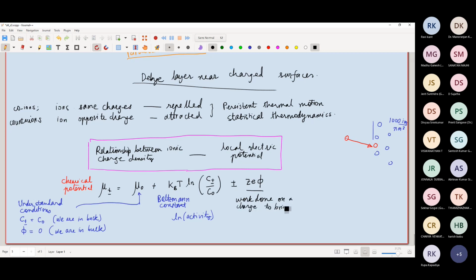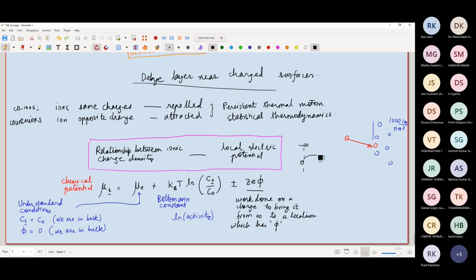to bring it from infinity to a location which has a potential phi. Meaning there is an ion, and why do we say at infinity? Because at infinity there is no potential. We can assume that at infinity the potentials of everything in the universe have died down.